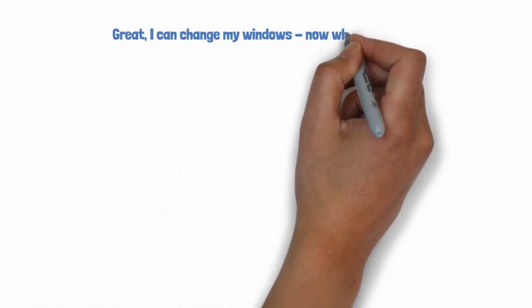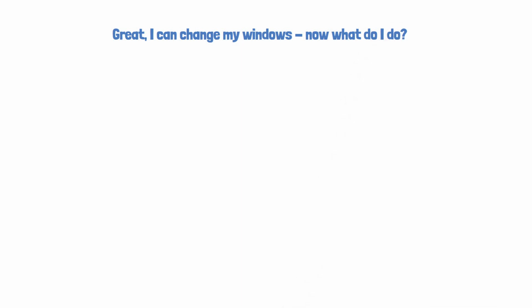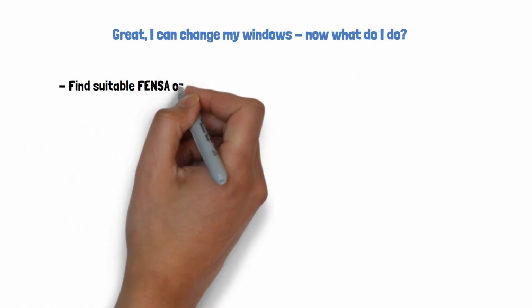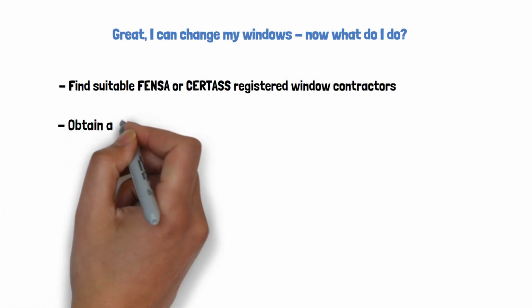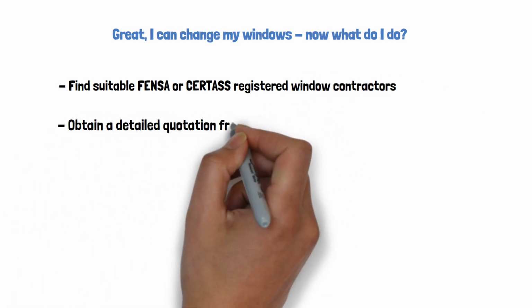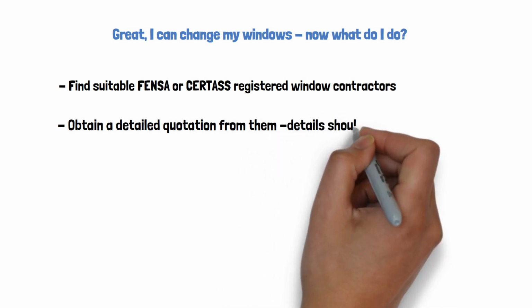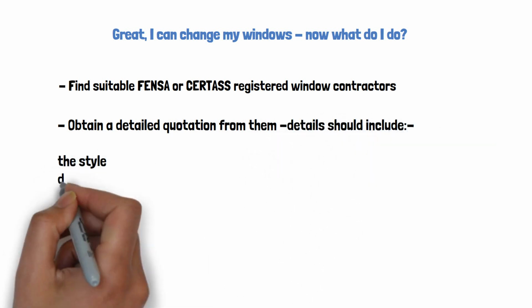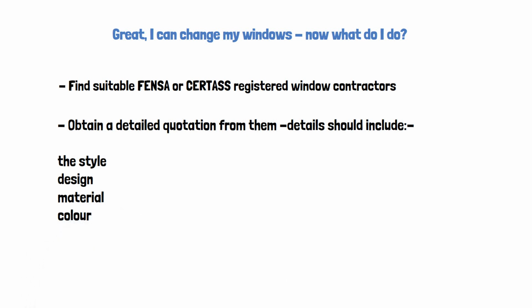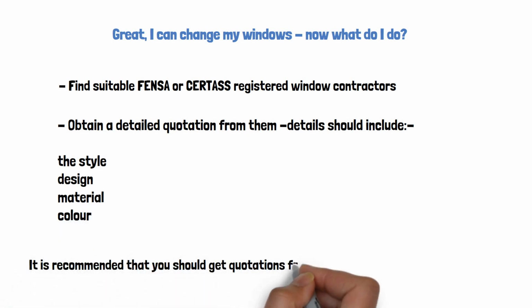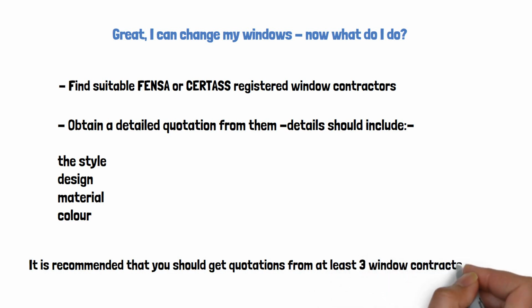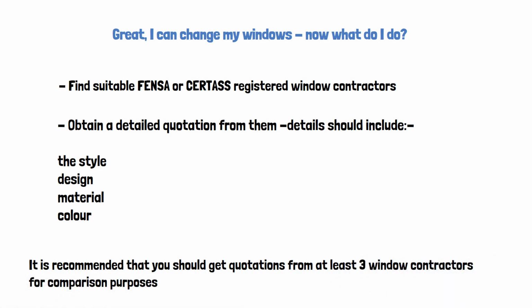Great, I can change my windows. Now what do I do? Find suitable FENSA or Certass registered window contractors. Obtain a detailed quotation from them. Details should include the style, design, material, color. It is recommended that you should get quotations from at least 3 window contractors for comparison purposes.